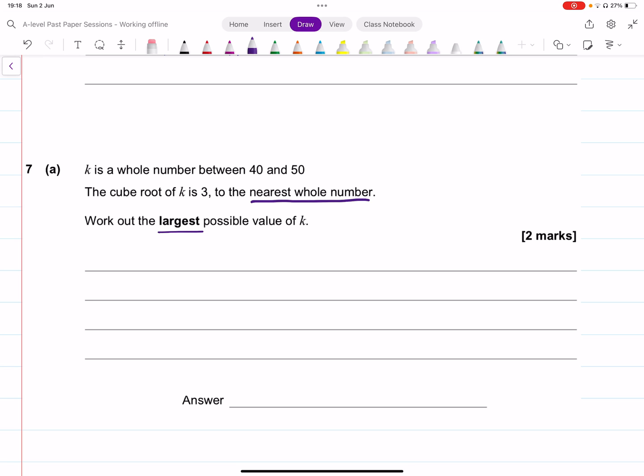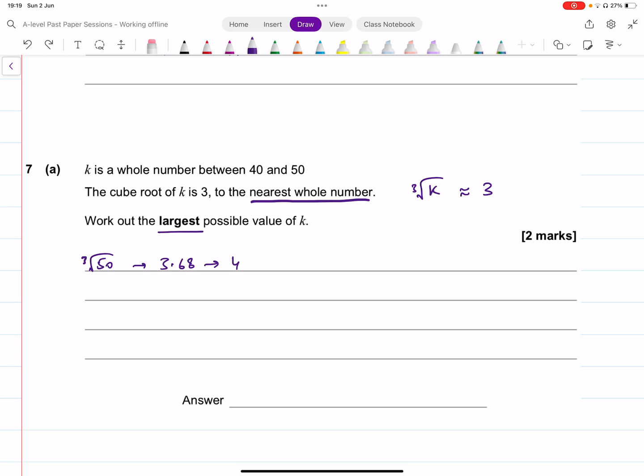Now, let's try to work it out. Let's see what the cube root of 50 is, for instance, right? That could be the largest number between 40 and 50, considering if 50 was to be included. Let me try to work it out on my calculator. Cube root of 50 is 3.68. Okay. 3.68 rounded to the nearest whole number would actually be 4. So the value of k cannot be 50, right? Because cube root of k, when rounded off, has to be equal to 3. Now, this is not equal to 3, all right?